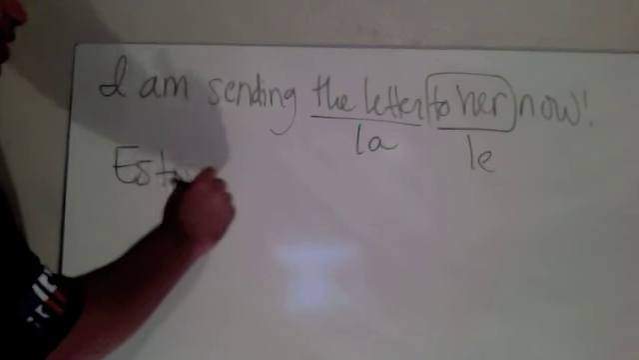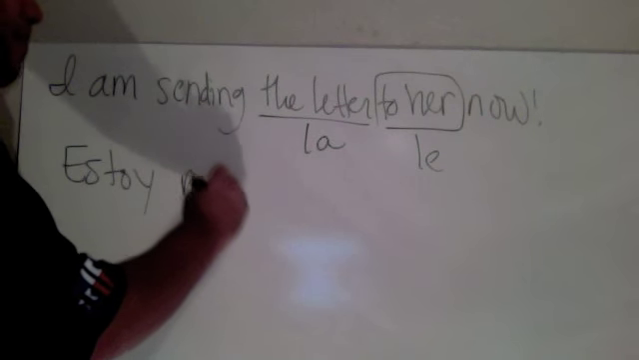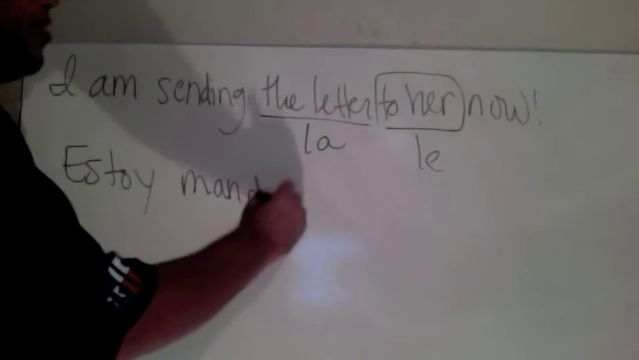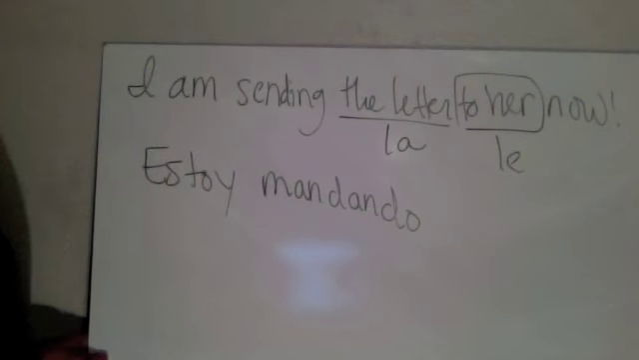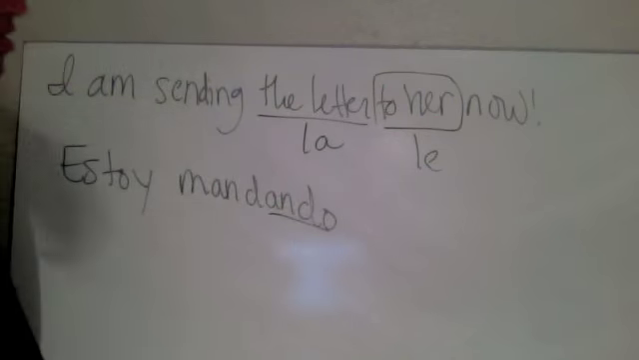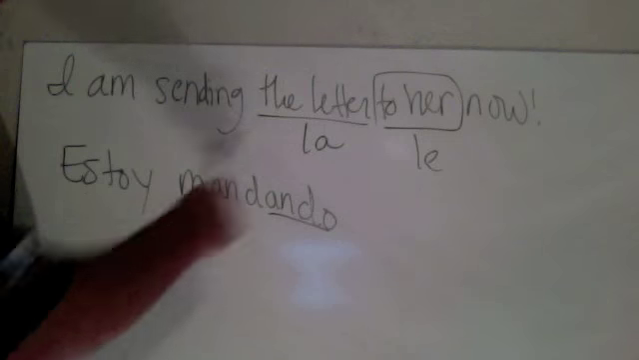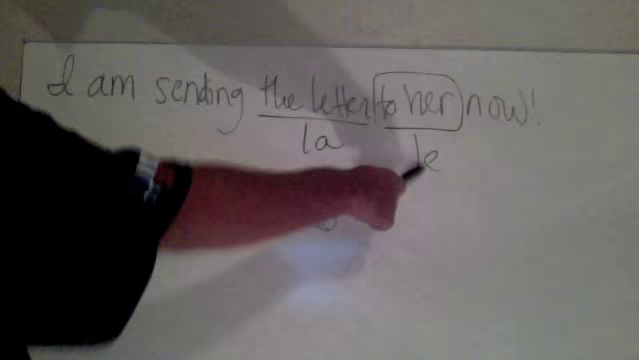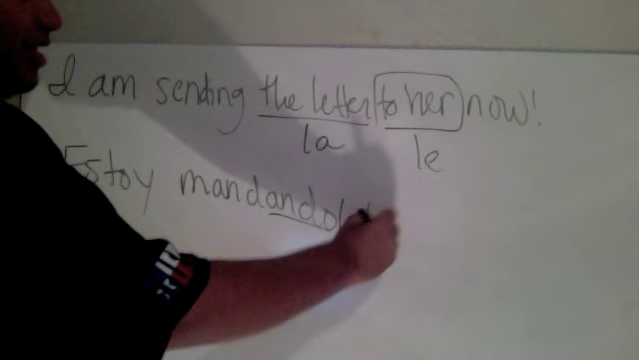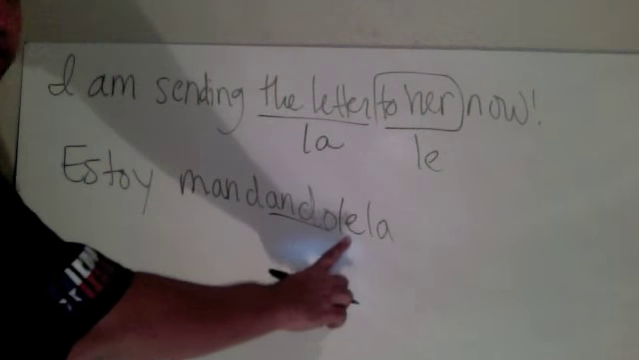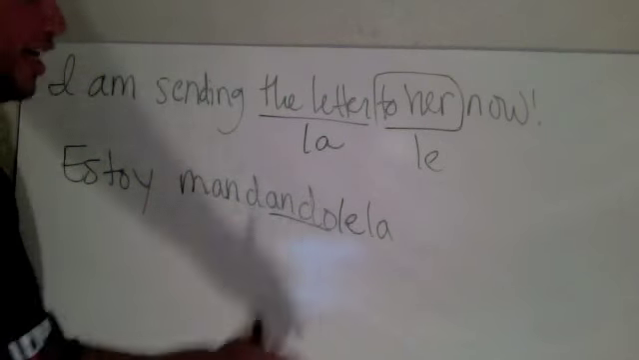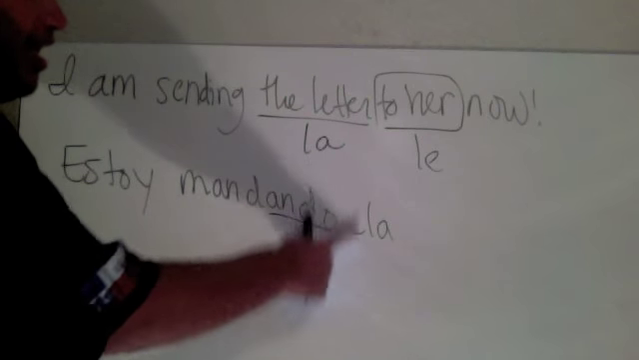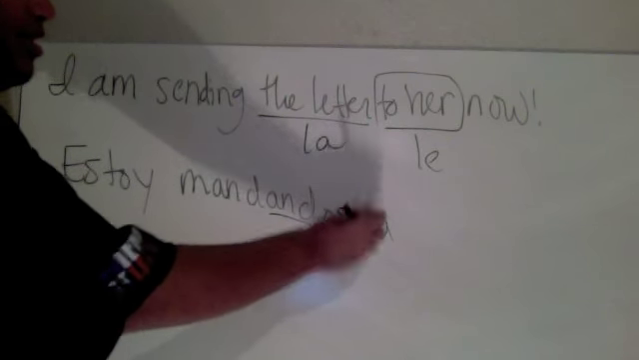Estoy mandando. Now, we can put it before estoy, but let's not do that. We've already done that a million times. Let's attach it to ando, yendo, our present progressive. Which order? La le or le la? Le, la. And just like our previous example, Spanish doesn't like the l together. So it changes this le to a se.